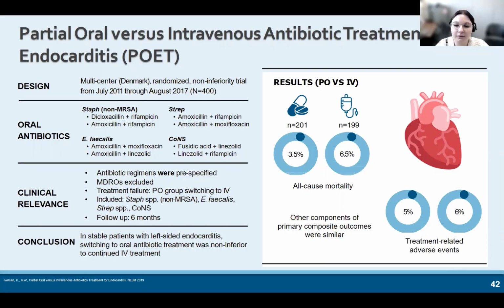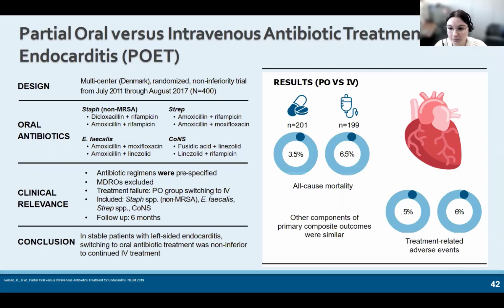It was a randomized, non-inferiority, multi-center trial, which included 400 adults in stable condition who had endocarditis of the left side of the heart. Patients were treated with IV antibiotics and assigned to continue IV treatment or be switched to oral antibiotic treatment. In all patients, antibiotic treatment was administered for at least 10 days, and then, if feasible, patients in the oral treatment group were discharged to outpatient oral treatment.